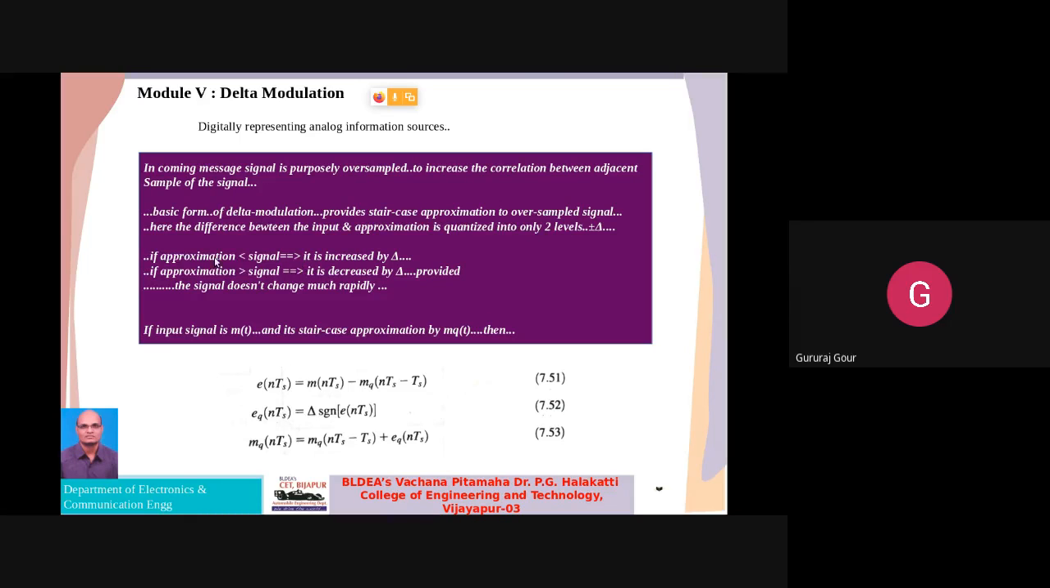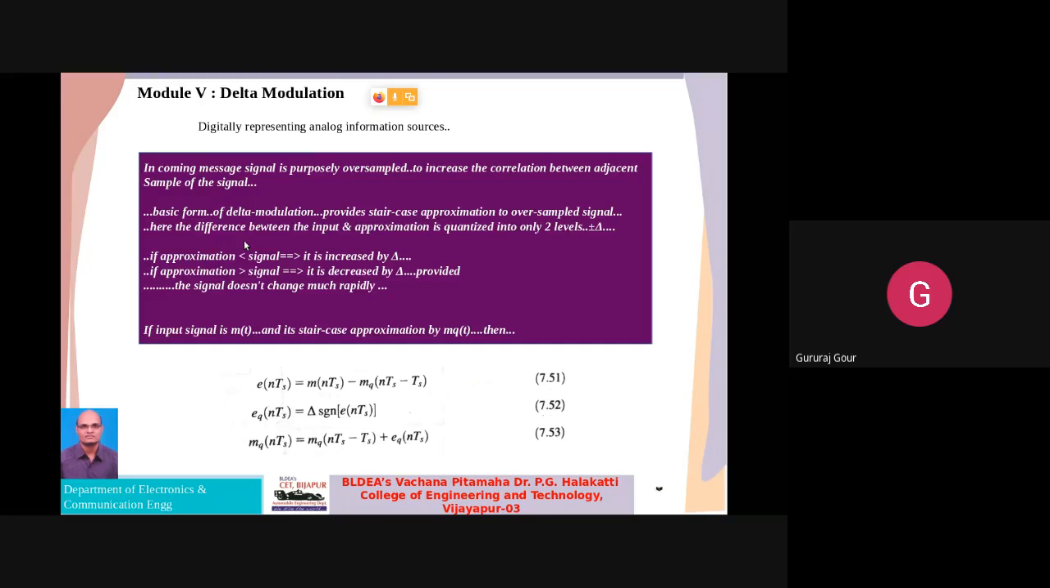Here is the difference between input and approximation. Input is this message signal m of t, and the approximation, here you can see, e of nTs indicates the error between the sampled version of your message signal, m of nTs, minus the quantized signal mq of nTs minus Ts, delayed by some time Ts. So that error is represented by this difference between the input and approximation.